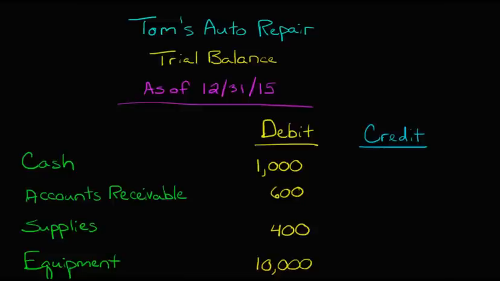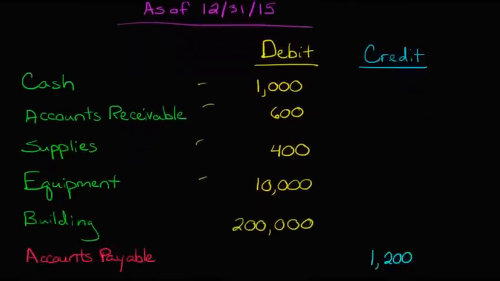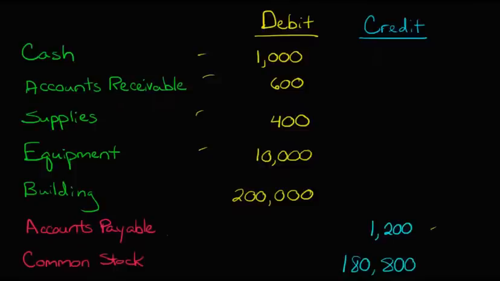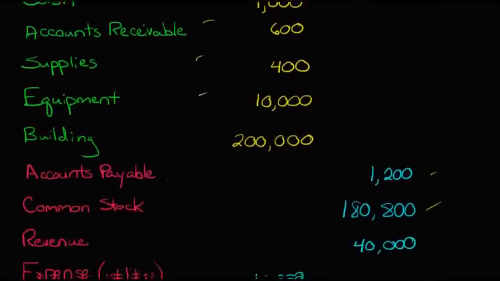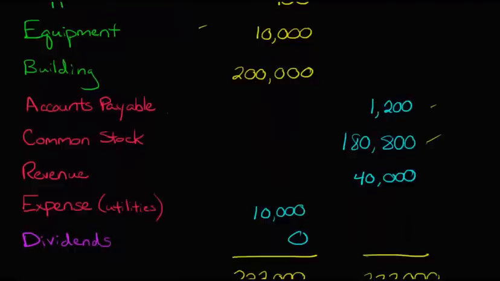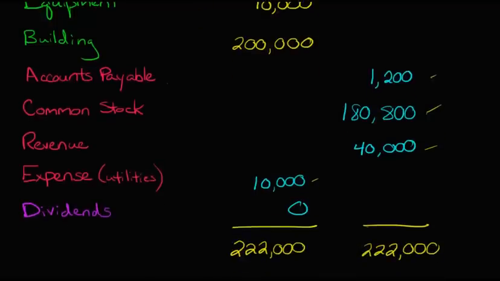So you do the same thing for all your accounts. You just go down the line, and then you've got credit balances for things like accounts payable, which is a liability, common stock, and you have these different things. You just go ahead and remember, of course, revenue has a credit balance because it increases equity, and conversely, expenses decrease equity. So you just have these balances, and then you just quite simply add up each column. So you add up this column here, and it gives you $222,000.